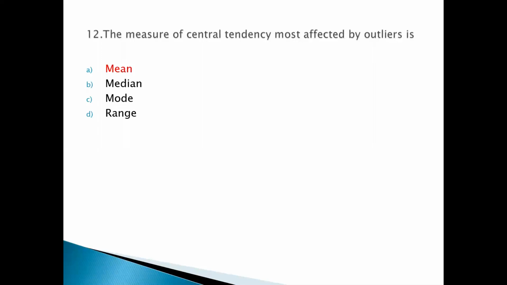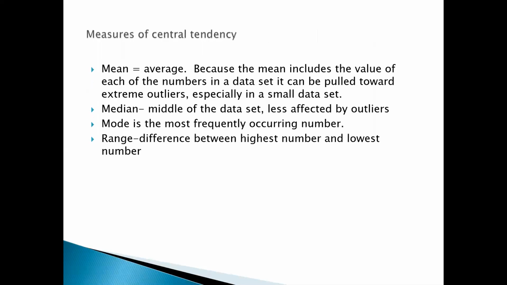Okay, so the answer to this question is A, the mean. The measures of central tendency are all four options for those answers: mean, median, mode, and range. The mean is the average. And because the mean includes the value of every number in the data set and that number counts equally, it can be pulled toward extreme outliers, especially in a small data set.